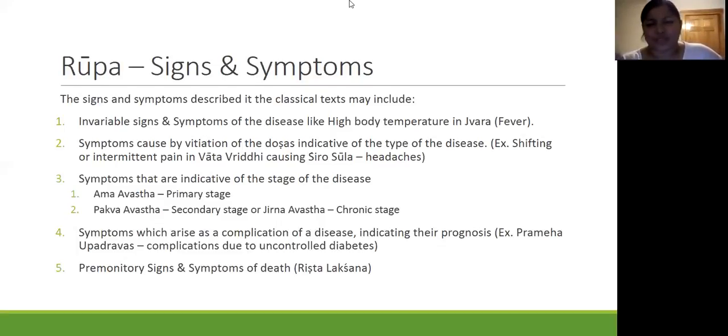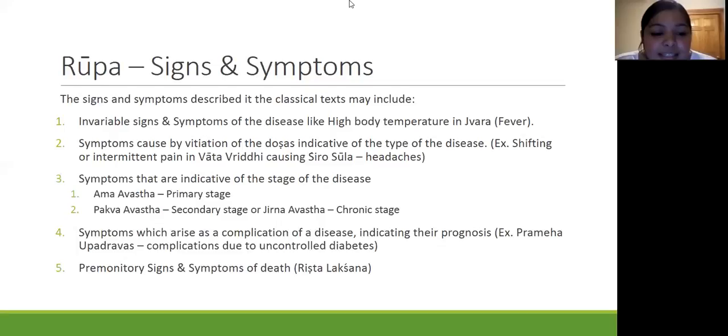I hope this is starting to set in or starting to make a little bit of sense. I know it's a lot. I understand it's a lot. But as we go through diseases, these are going to start setting off some light bulbs, okay? So that's looking at the amavastha and the pakvavastha, or the primary stage and the secondary stage, or the chronic stage of a disease.